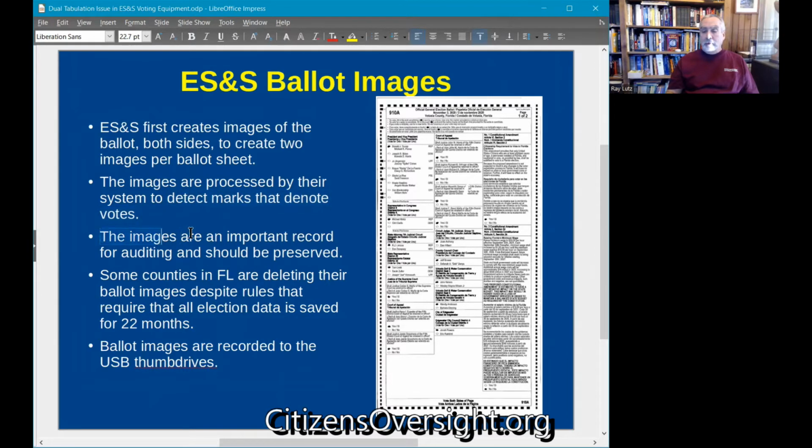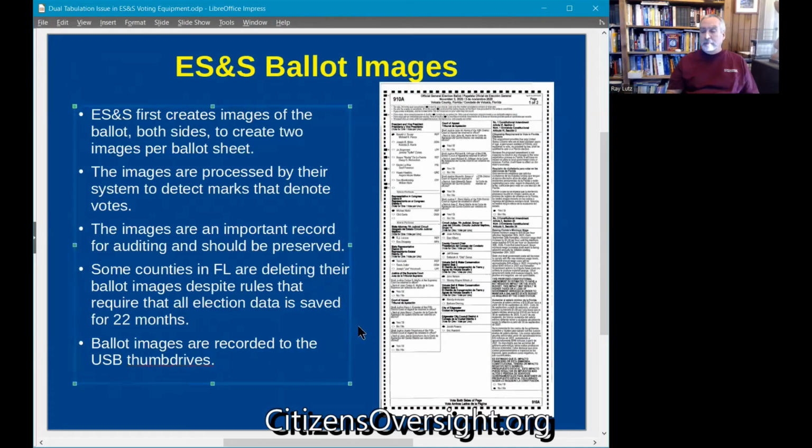They are an important record, and they should be preserved. So you want to make sure we get these. Some counties, though, in Florida, for example, are deleting their ballot images despite rules that require that all election data is saved for 22 months. And there are some lawsuits over this. Of course, we believe that's incorrect, what they're doing there.